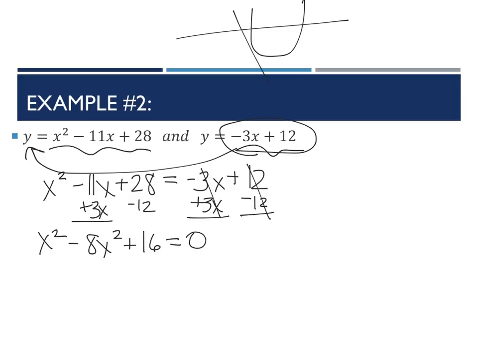Now, do look at it and decide, does that look factorable? Or you could always use the quadratic formula. I'm going to go with factoring, because this one looks factorable and is a relatively easy one.